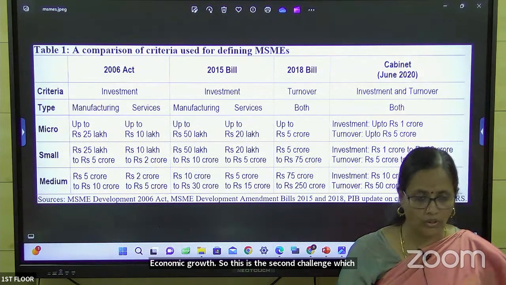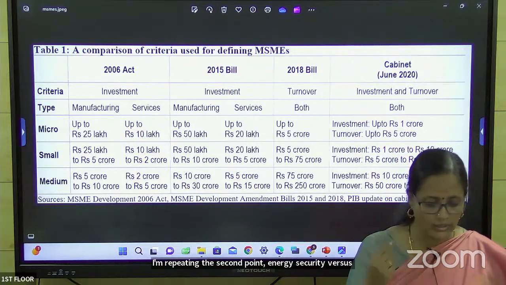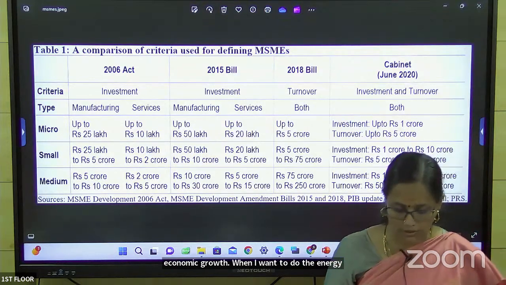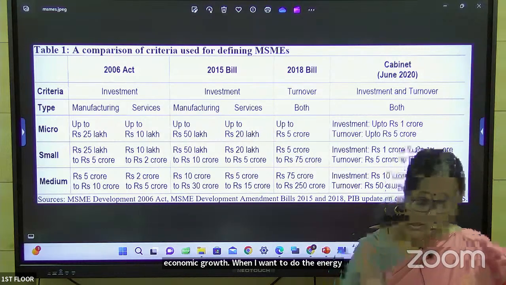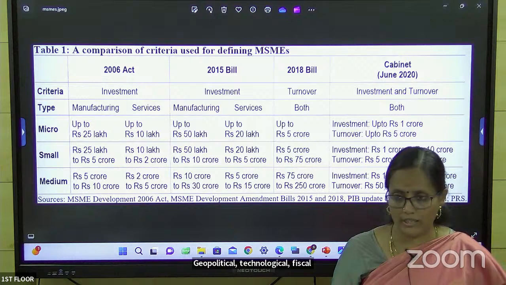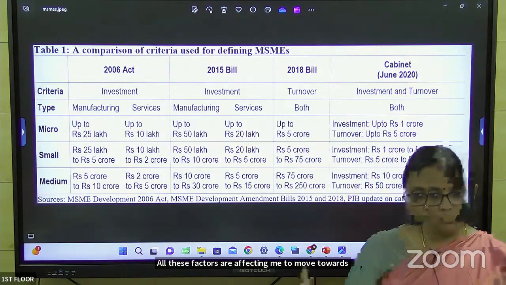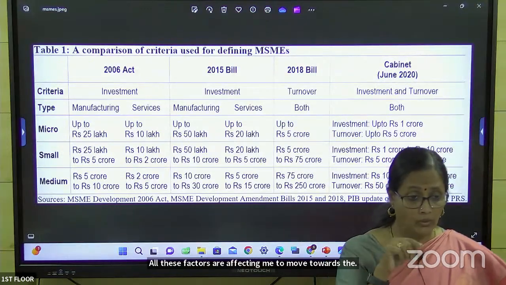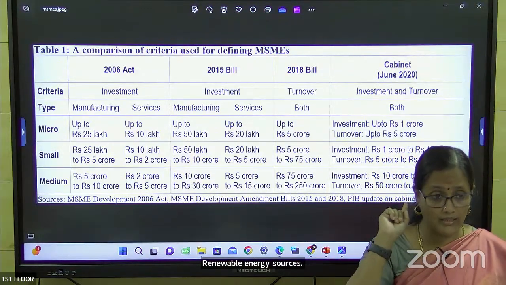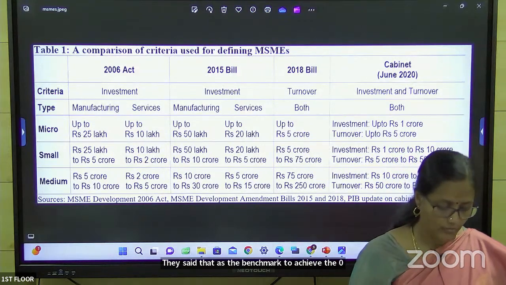I'm repeating the second point, energy security versus economic growth. When I want to do the energy transition, there are 5 factors which are affecting me: geopolitical, technological, fiscal, economical, social. All these factors are affecting me to move towards the renewable energy sources. You remember the year 2070, they have set that as the benchmark to achieve the 0% emission.